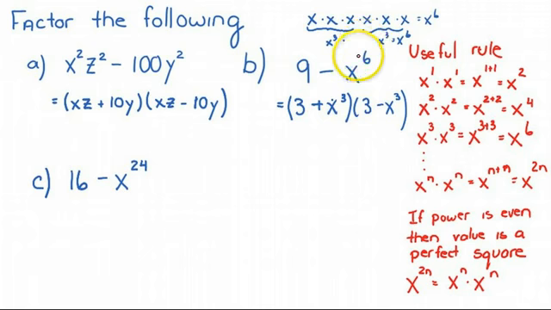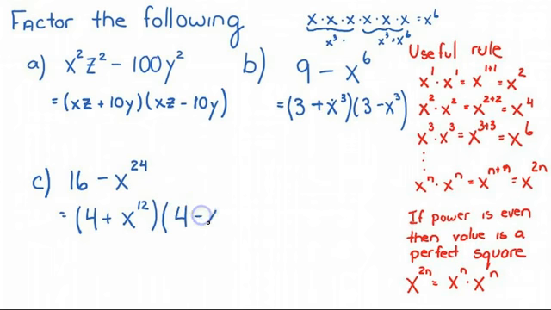And that's what we've done here. 2 times what is 6? Well, the answer is 3. So x cubed and x cubed. So let's go down and look at a little bit more of a challenging problem. 16 is a perfect square, minus x to the power of 24. So 24 is an even number, so I know that's a perfect square as well. So I can rewrite this as 4 plus x to the 12, half of 24 is 12, times 4 minus x to the 12, half of 24 is 12.